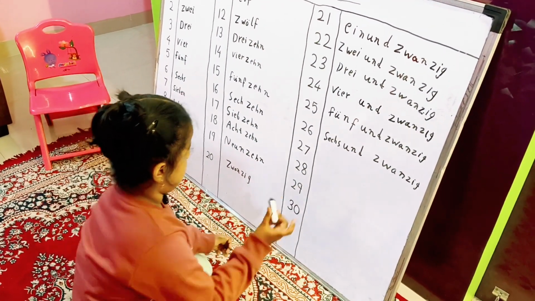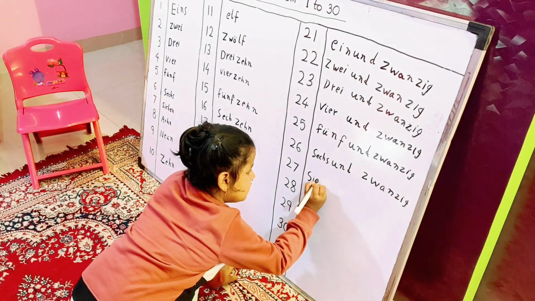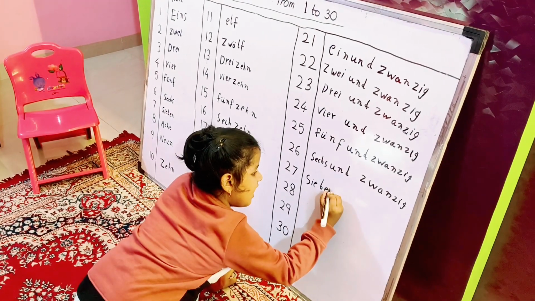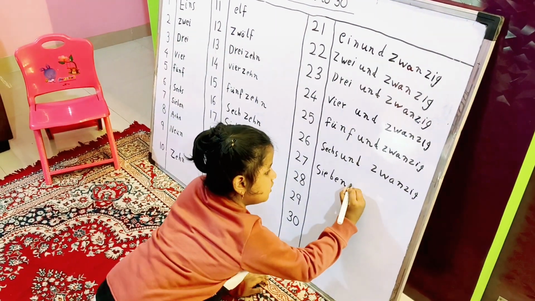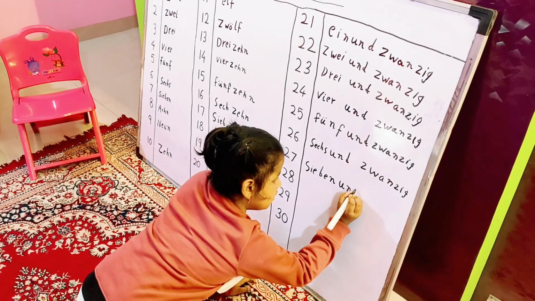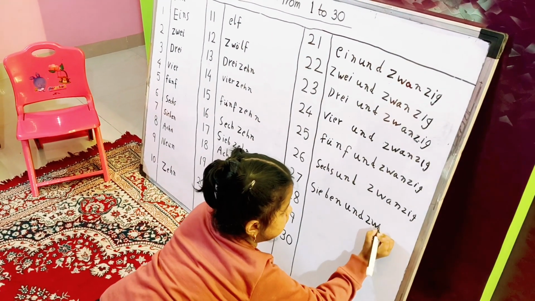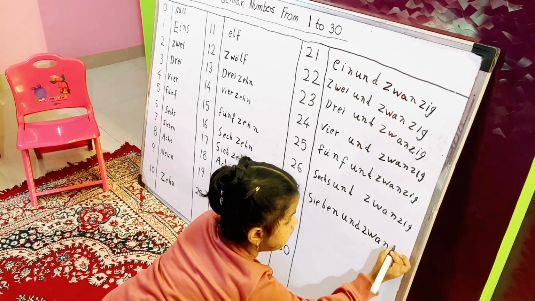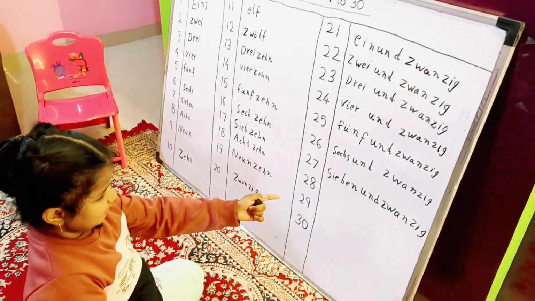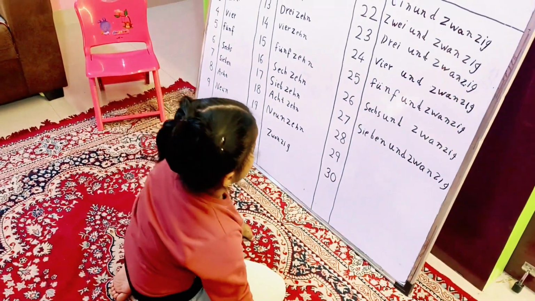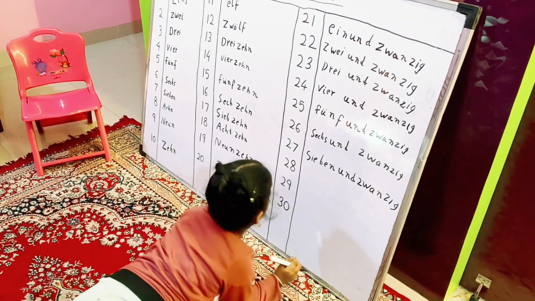Now twenty-seven. Sieben, S-I-E-B-E-N. Sieben und zwanzig. Z-W-A-N-Z-I-G. Oh my God. Sieben is so high. Are you tired? No. Next, twenty-eight.